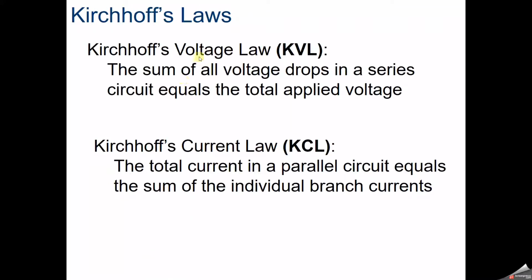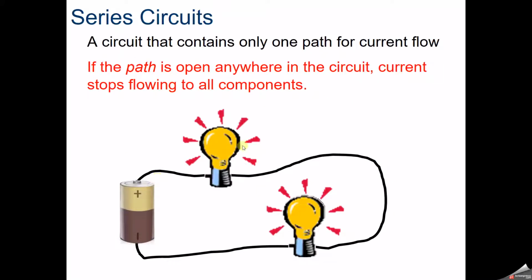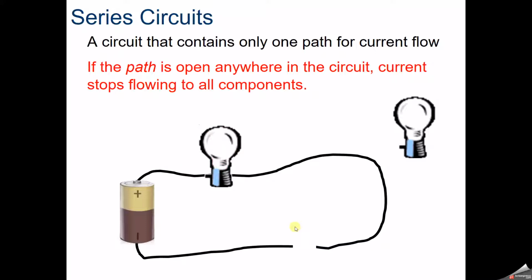Kirchhoff's voltage law says the sum of all the voltage drops in a series circuit equals the total applied voltage. So if we look at this series circuit, if the path is open anywhere, the current will stop flowing to all the components. If we take off this second light bulb and move it out here, it's not a continuous path, so the power is going to go out.